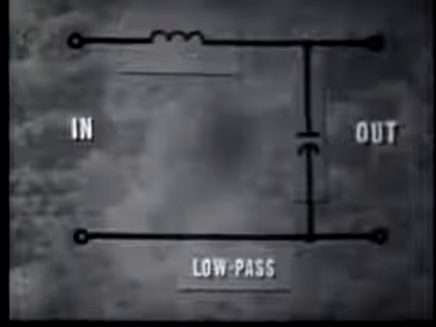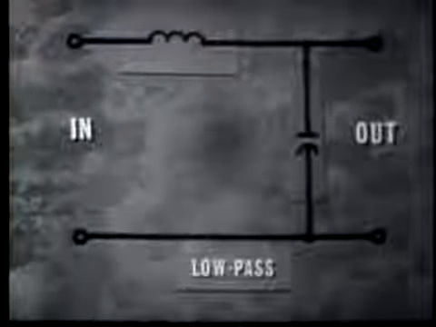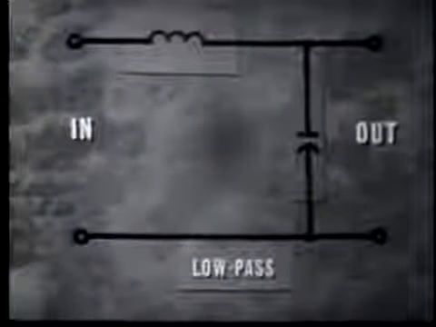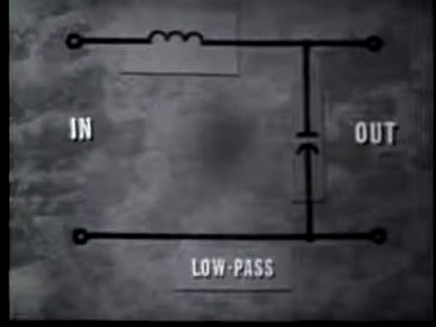For example, this low-pass L-section filter has an inductor in the series position, a capacitor in the shunt position. The inductor offers a small impedance to low frequencies and does not develop a suitable output voltage, while at high frequencies its impedance is large and thus it will develop an output.